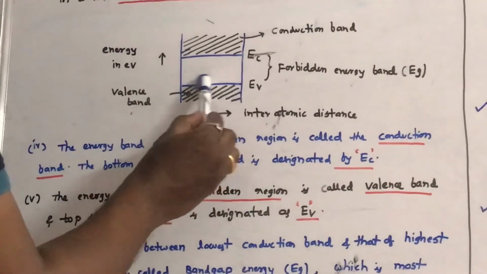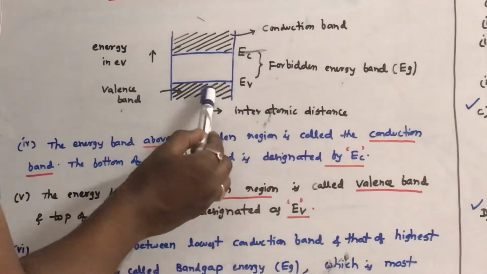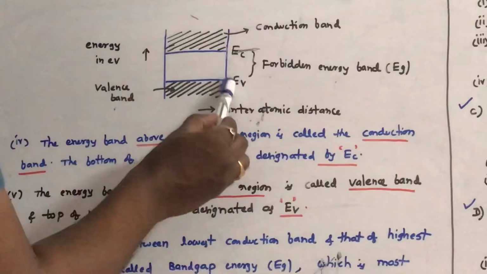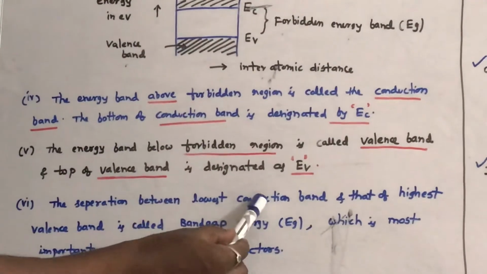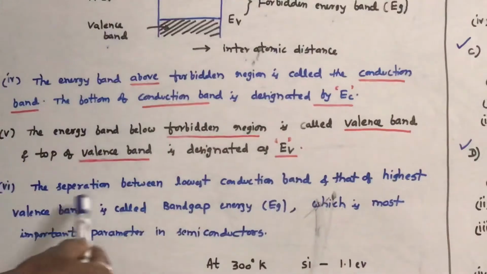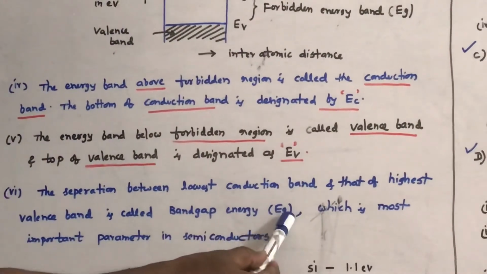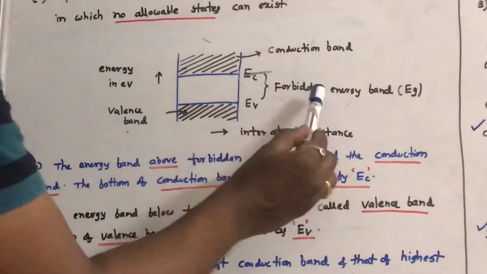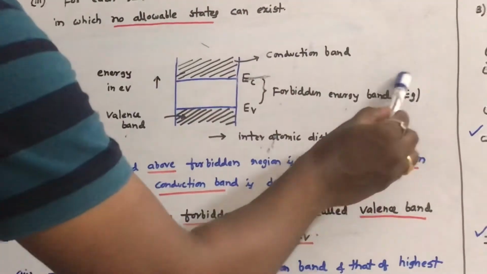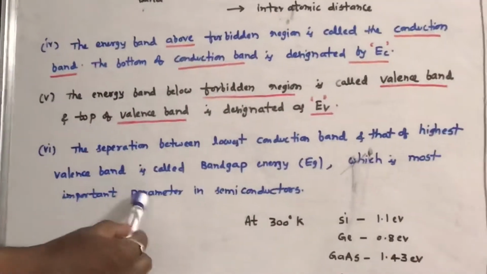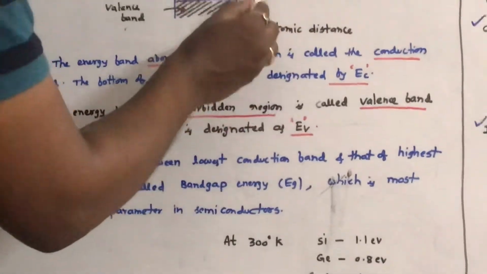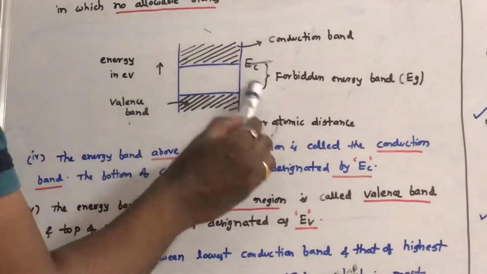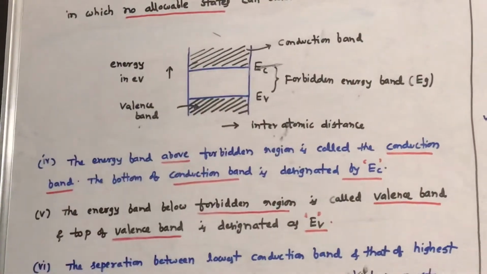The band below the forbidden energy band is called the valence band, and the topmost energy of the valence band is represented as EV. The separation between the lowest conduction band energy and the highest valence band energy is called the band gap energy, EG. The difference between EC and EV is called the energy band gap, which is represented as EG, and plays an important role in semiconductors. So this band gap between the conduction band and valence band plays a very important role in the operation of semiconductor devices.